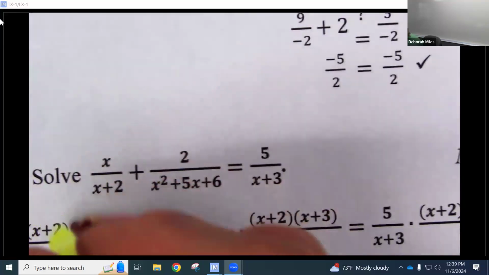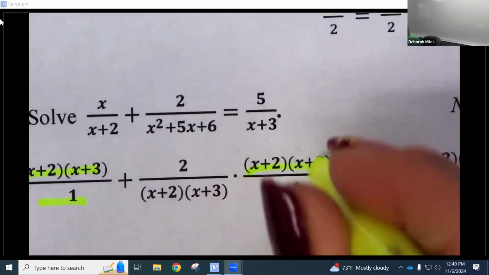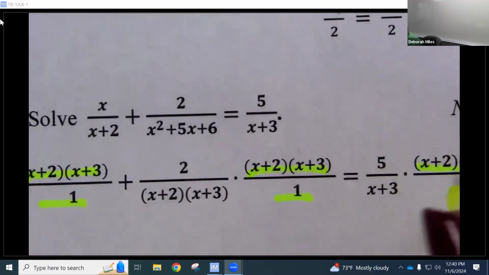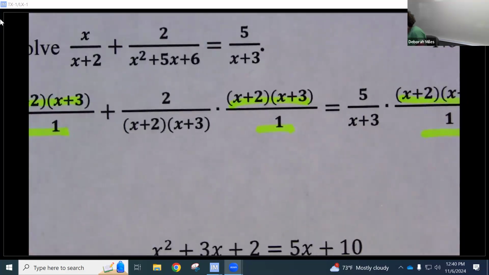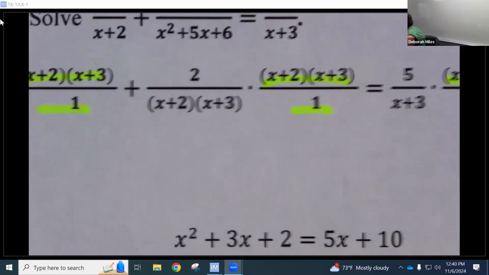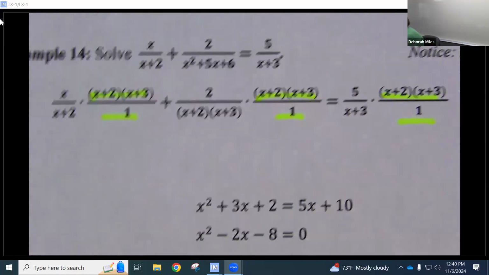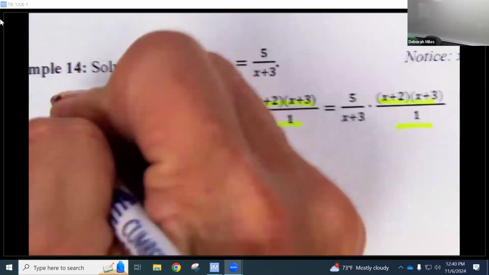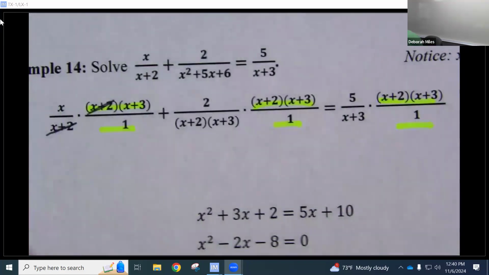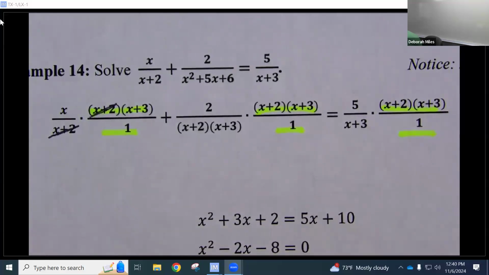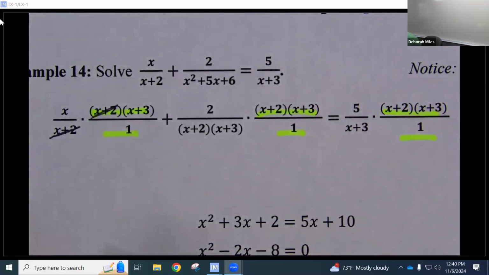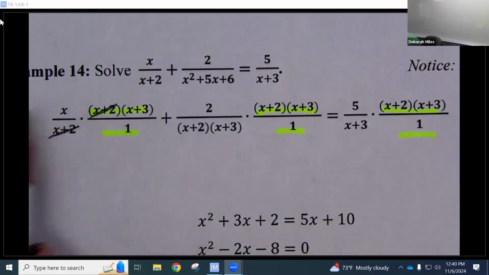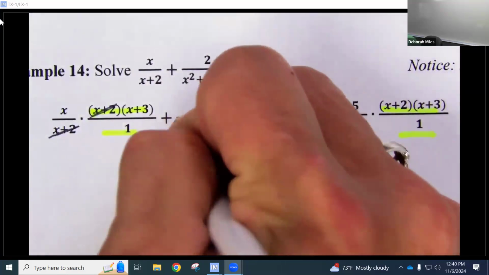So I multiplied the first term by that whole thing, the second term by that whole thing, and the third term by that whole thing, so that I could cancel out all the denominators. That was the purpose of multiplying by the LCD. So in the first term, the x plus 2's cancel. Go ahead and distribute that x and tell me what's left of the first term. x squared plus 3x.